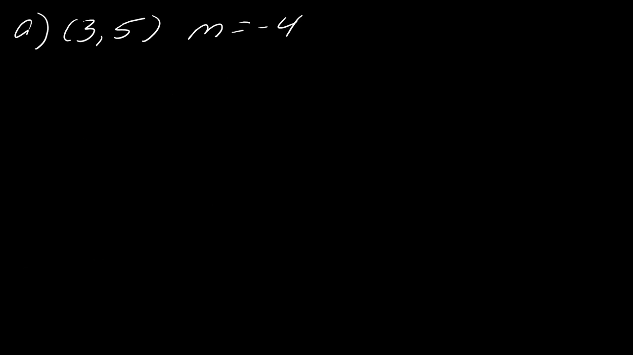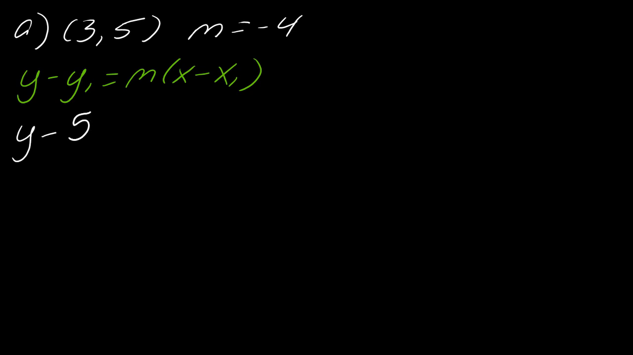Okay, so the way that I've talked about doing problems like this is to start by using the point-slope form, which looks like this. So here is my point-slope form. I've got a point, I've got a slope. In the review video, I talked about just entering in all that information, so I'm going to go ahead and do that here. So this is going to become y minus 5 equals -4 times x minus 3.